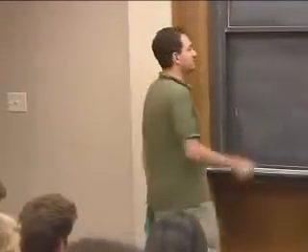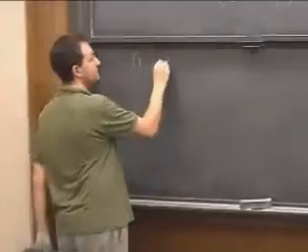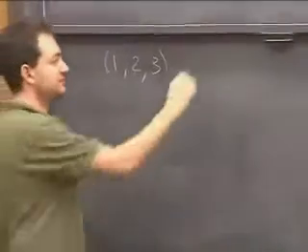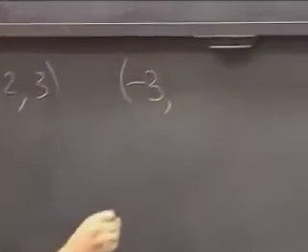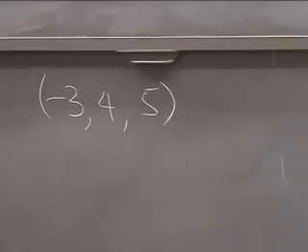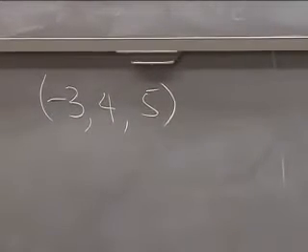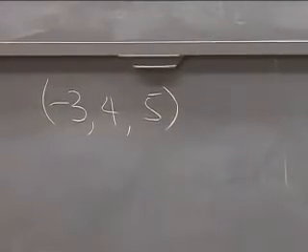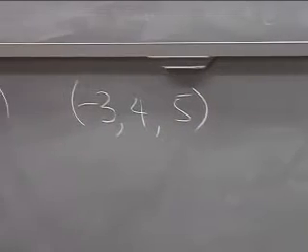1, 2, 3. Okay. How about three different numbers? -3, 4, 5. Positive 4? Sure. Okay. So what is the line joining? What is an equation for the line joining these two points in space?